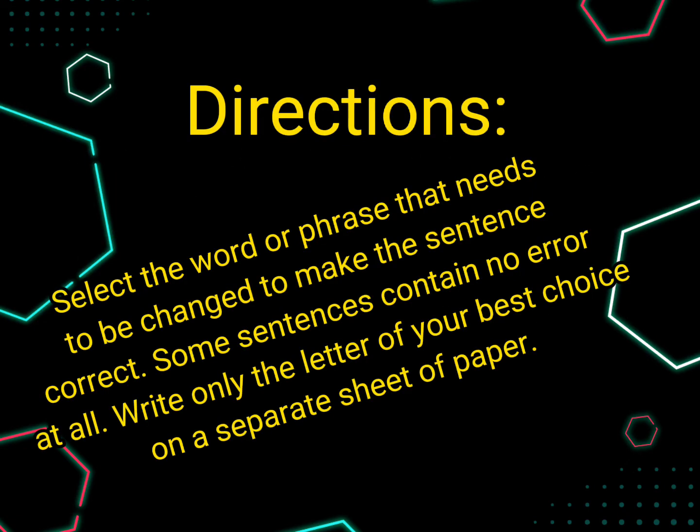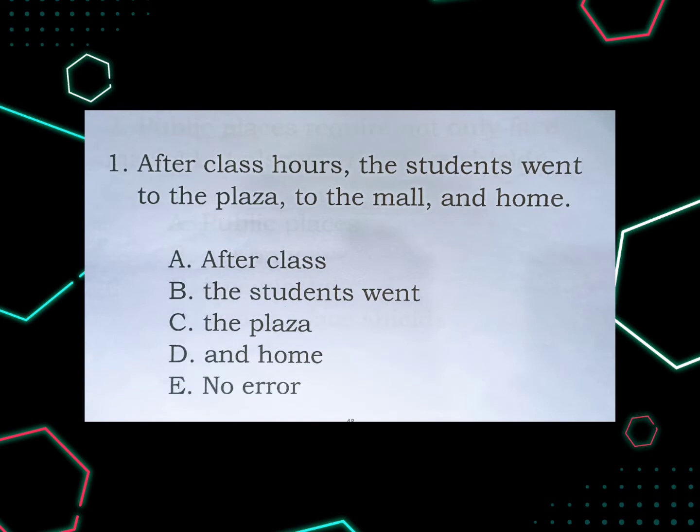Directions. Select the word or phrase that needs to be changed to make the sentence correct. Some sentences contain no error at all. Write only the letter of your best choice on a separate sheet of paper. Number 1. After class hours, the students went to the plaza, to the mall, and home. A. After class. B. The students went. C. The plaza. D. And home. E. No error.